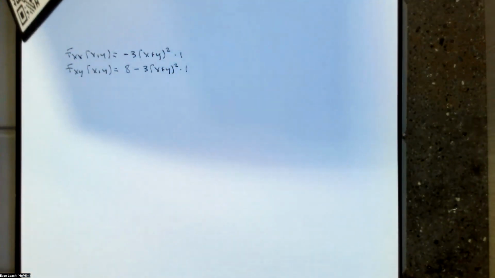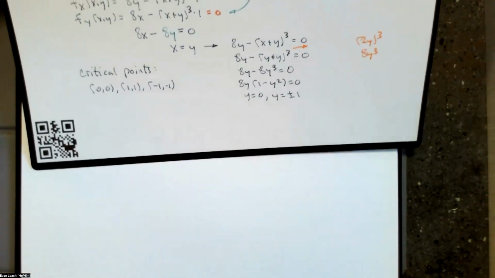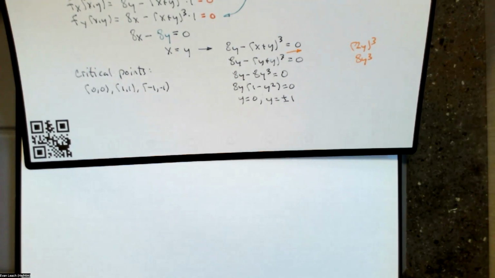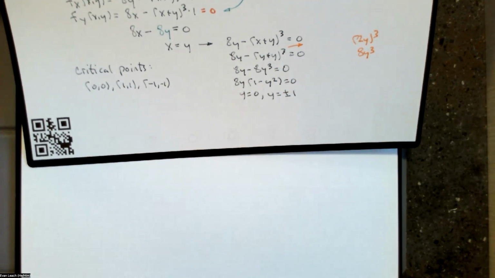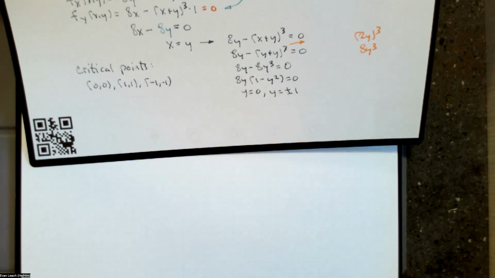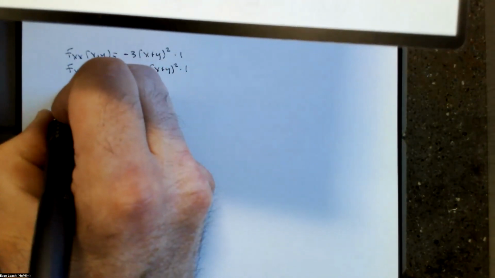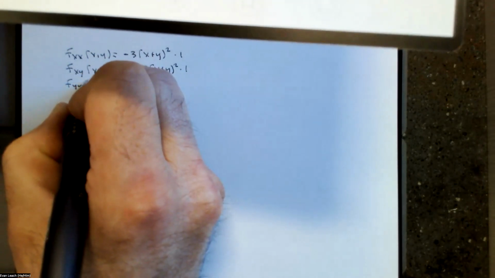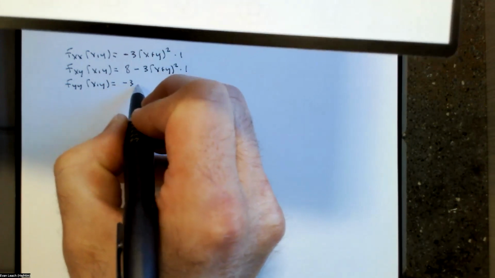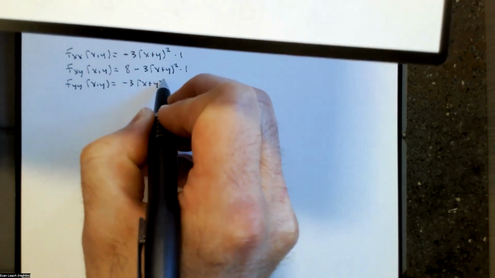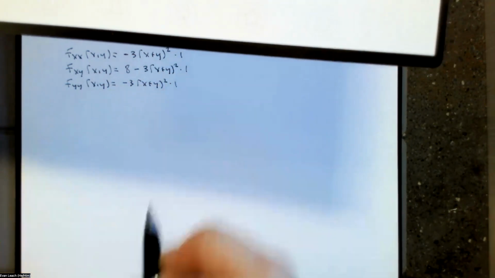And symmetry strikes again. So the derivative of the minus x plus y to the third with respect to either variable is going to be 3 that thing squared times 1. So symmetry strikes again. Fyy is also just going to give us negative 3 x plus y squared times the derivative of the inside, which is 1.